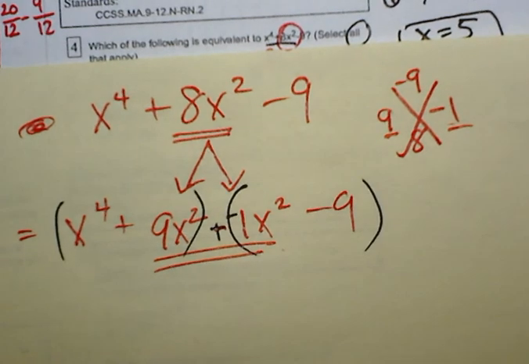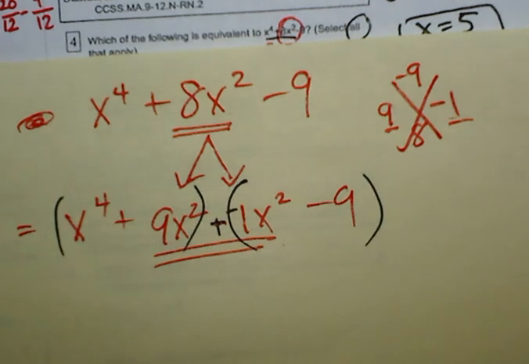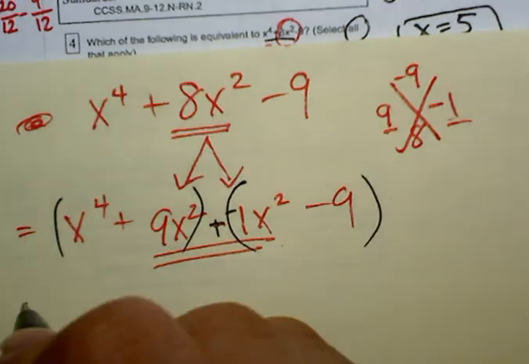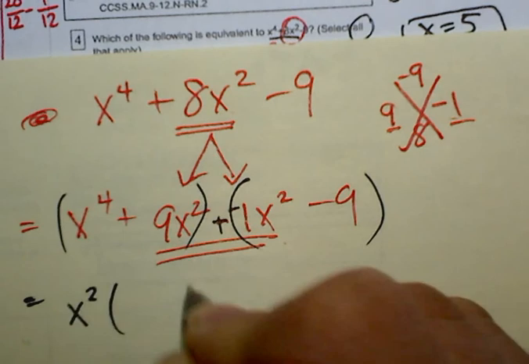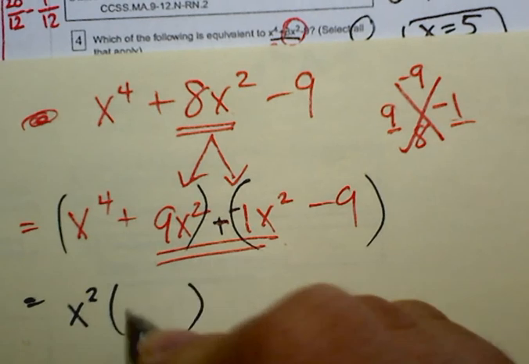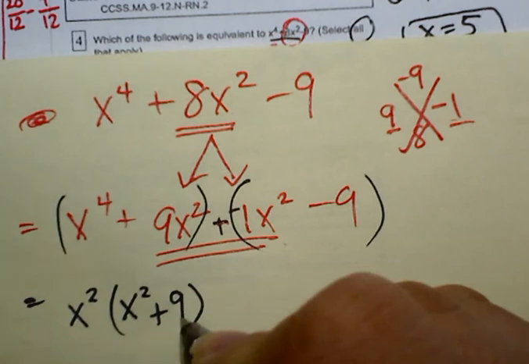You know what, in the end it's going to be the same. So yeah, if you group it, maybe that's better. But let's take this out, x squared. What's left here if I take out x squared? X squared plus 9. If I take out a negative 1 from here, I have x squared plus 9.